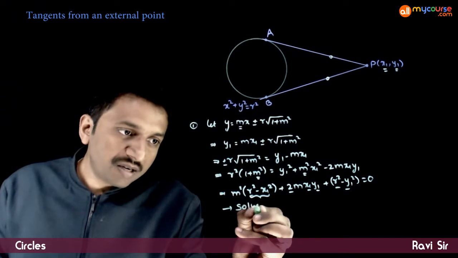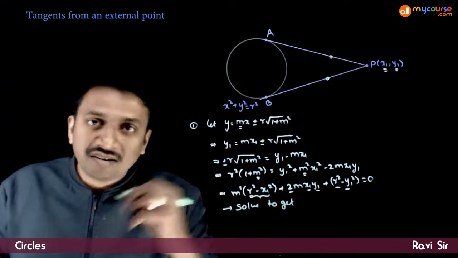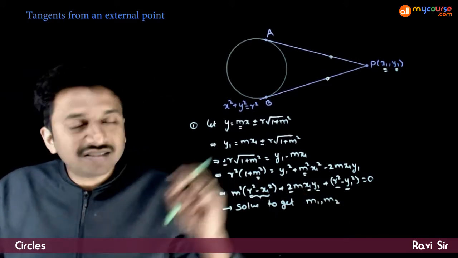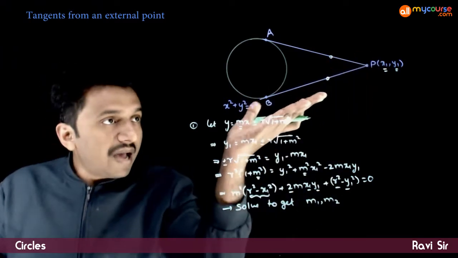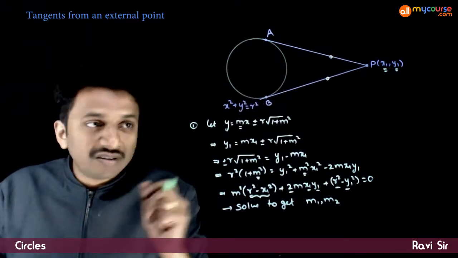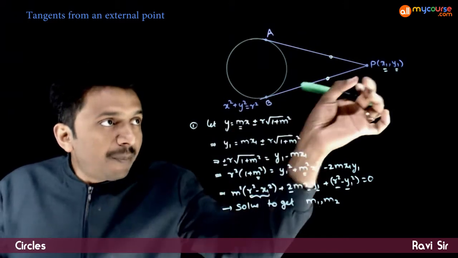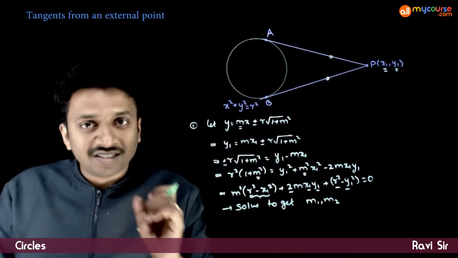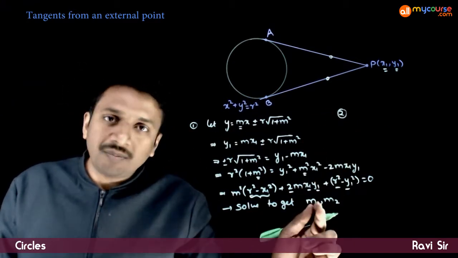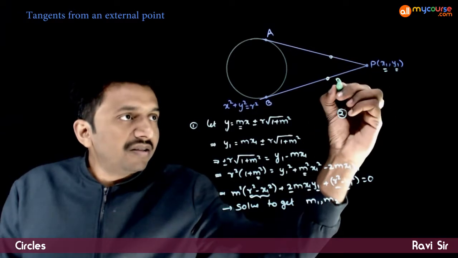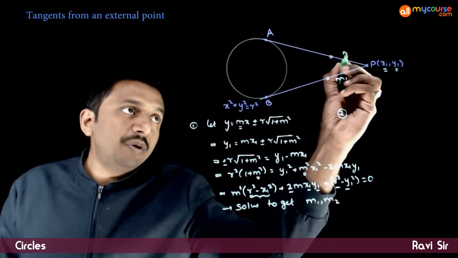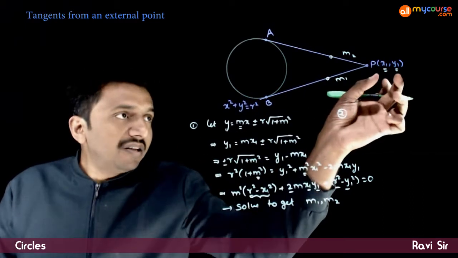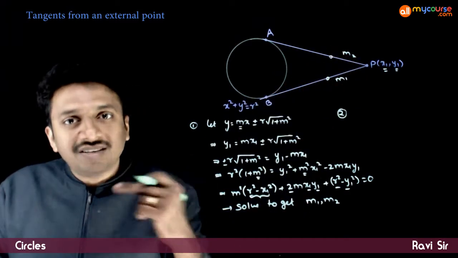Solve it to get two values, m1 and m2. That means corresponding to a particular point, you have two possible slopes such that the tangent passes through this point. That's the first stage. Once you get m1 and m2, m1 will be the first slope and m2 will be the second slope. So you have a point and a slope, and you get the first equation. You have a point and the second slope, and you get the second tangent.